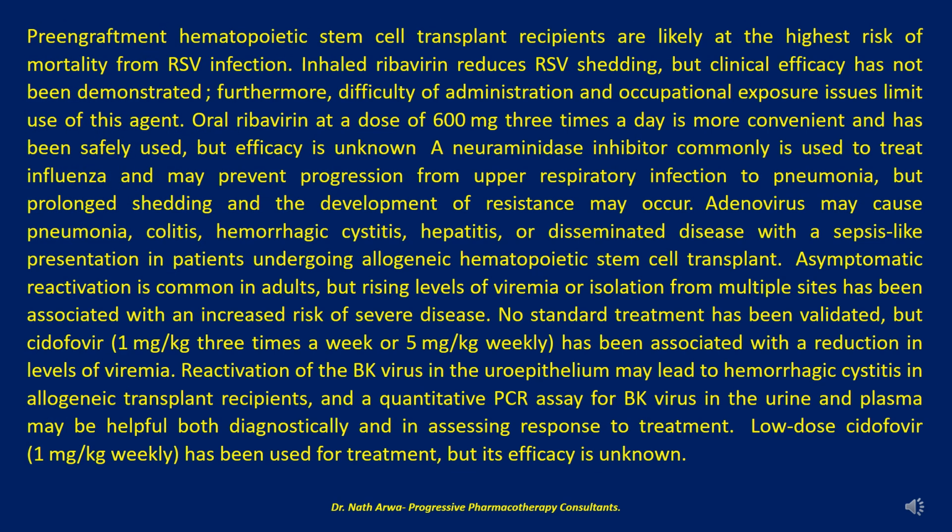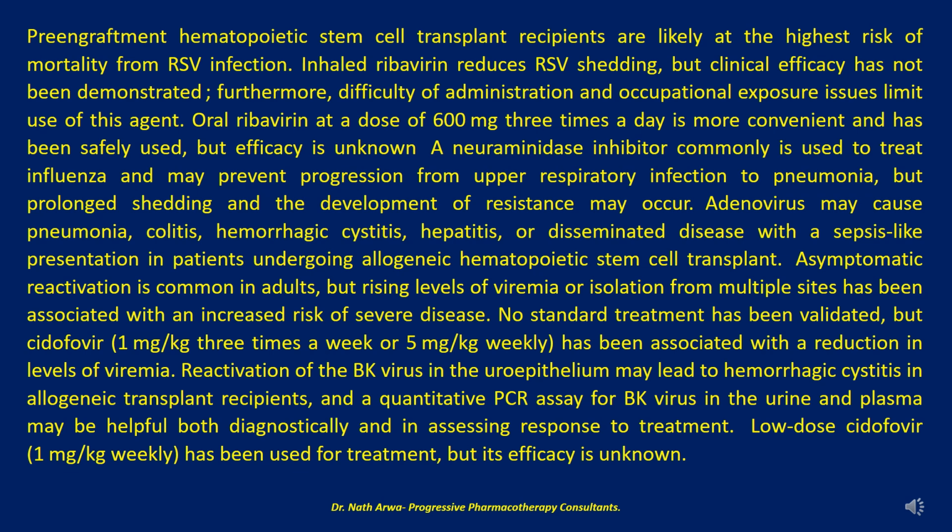Pre-engraftment hematopoietic stem cell transplant recipients are likely at the highest risk of mortality from RSV infection. Inhaled ribavirin reduces RSV shedding, but clinical efficacy has not been demonstrated. Furthermore, difficulty of administration and occupational exposure issues limit use of this agent. Oral ribavirin at a dose of 600 mg 3 times a day is more convenient and has been safely used, but efficacy is unknown. A neuraminidase inhibitor commonly is used to treat influenza and may prevent progression from upper respiratory infection to pneumonia, but prolonged shedding and the development of resistance may occur.